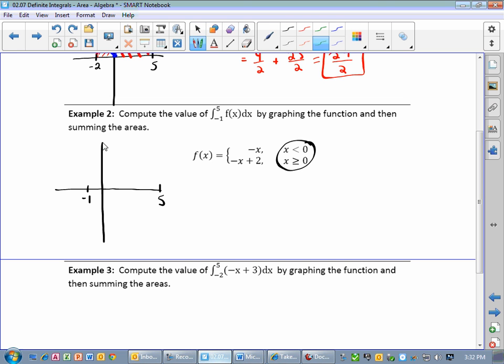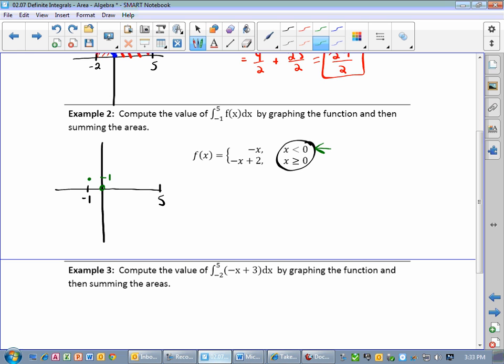Okay, so when we plug -1 into f of x, first off, which one's going to apply when x is -1? Okay, so this one will. So we plug in -1, we get -(-1), so we get +1. So when x is -1, y is +1. Okay. What's the next value we want to plug into the top function? I want to plug 0 in, because that's going to be where the function stops. We plug in 0, well, that's at the origin.